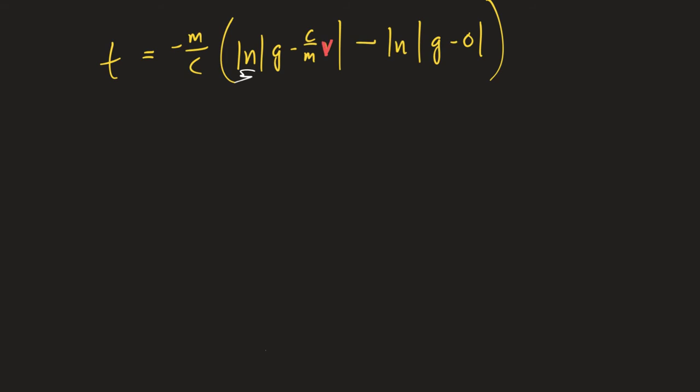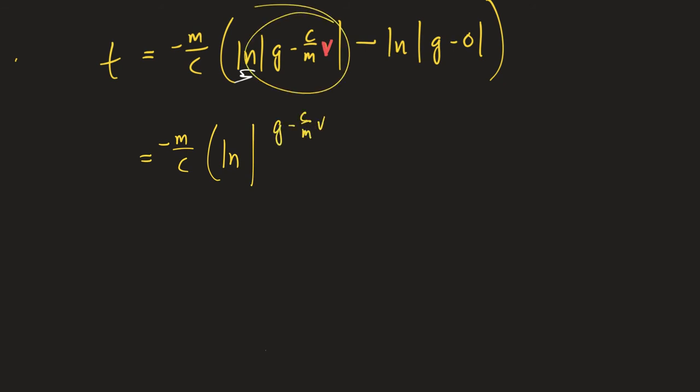The first thing I want to point out to you is that we are subtracting two logarithms. Well, logarithms are exponents. So when you have a positive exponent and a negative exponent, the negative exponent goes on the bottom side of a fraction, and the positive exponent goes on the top side of a fraction. So that logarithm up there can be written as g minus c over mv. This is the top. And since this is a negative, this can go on the bottom.